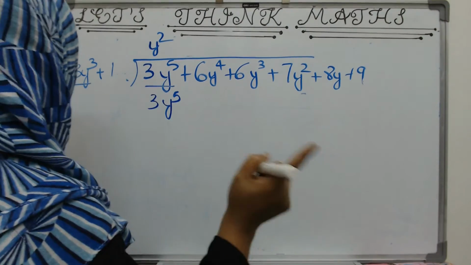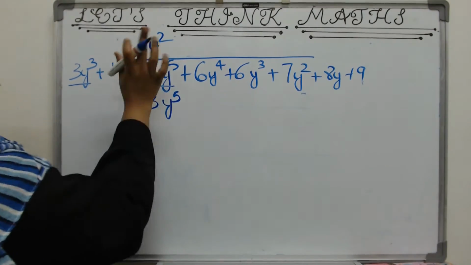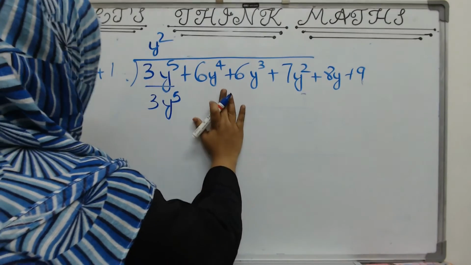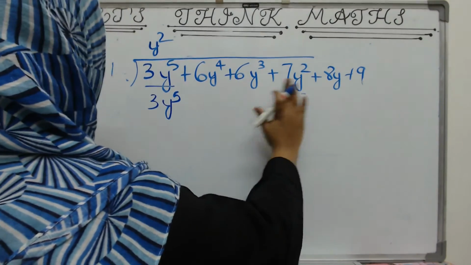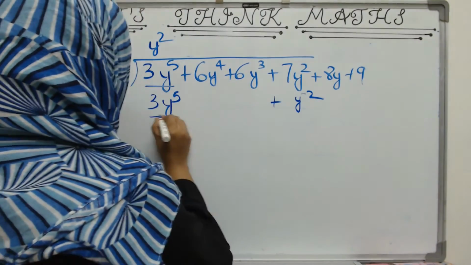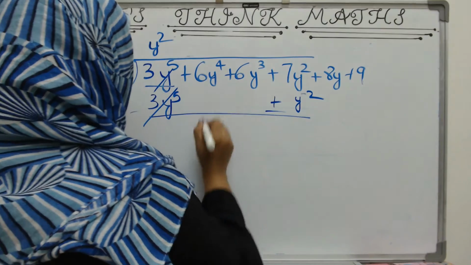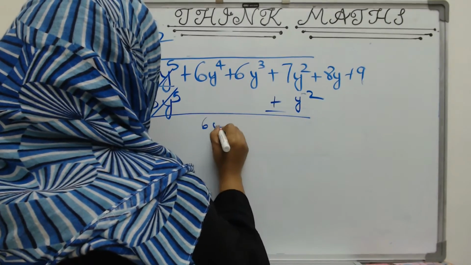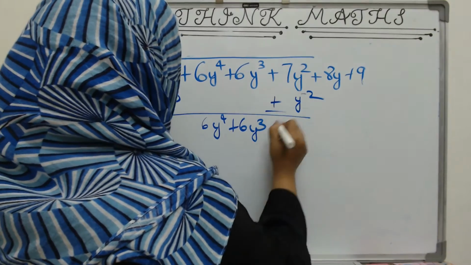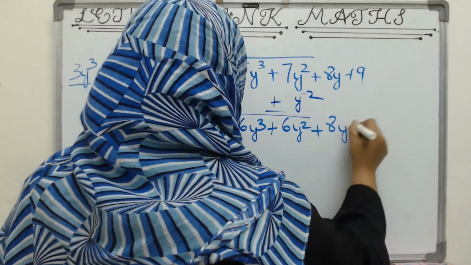But then look very carefully. Look at the second term. 1 into y square will be y square. But then what is the degree here? It is 4. So you cannot write here. You have to write it here. Plus y square. Now subtract. All of this, just carry it down. This will be plus 6y square and then the rest.